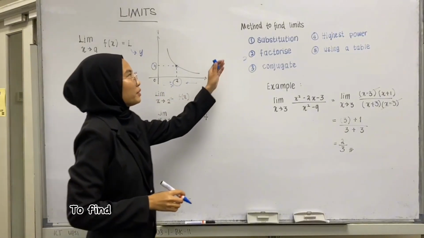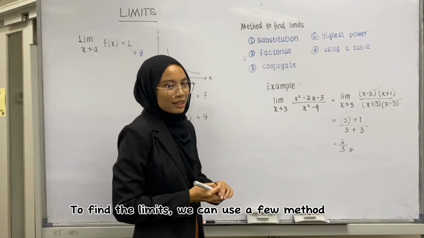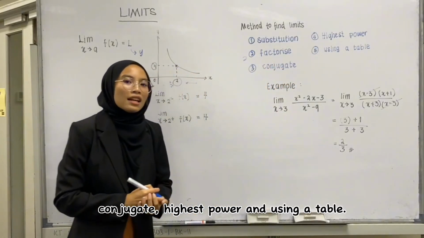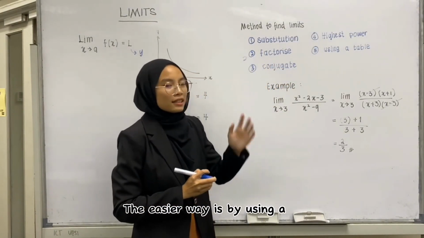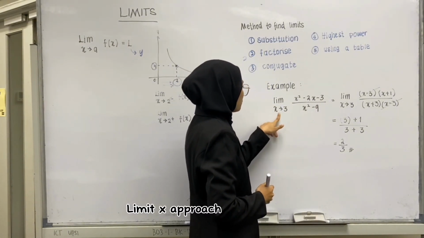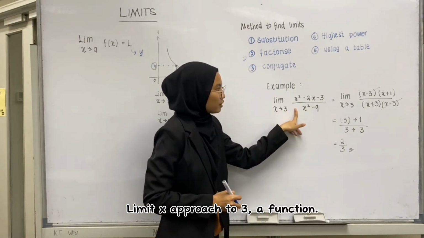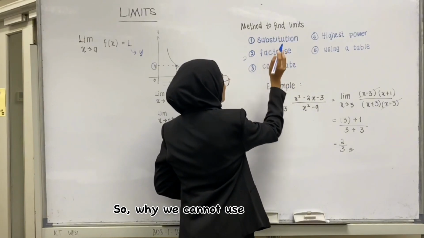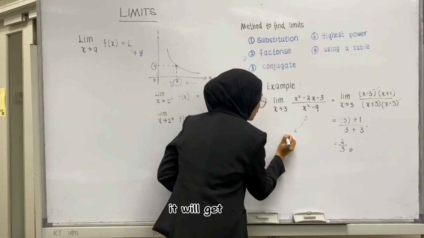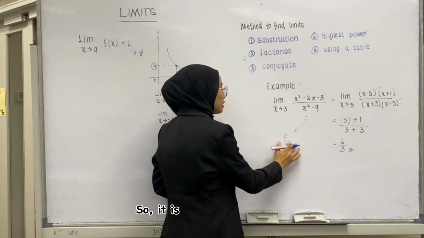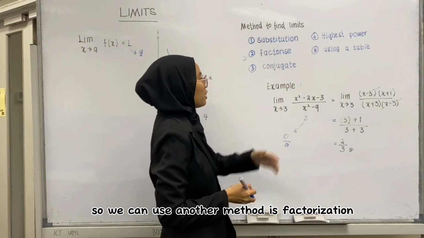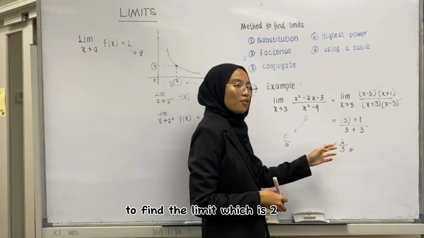Okay? To find limits, we can use a few methods: substitution, factorization, conjugate, highest power, and using a table. The easiest way is by using a table. So this is an example to find a limit: limit as x approaches 3 of a function. Why can we not use substitution? Because if we substitute 3, we will get 0 over 0, which is an indeterminate value. So we can use another method, factorization, to find the limit, which is 2 over 3.